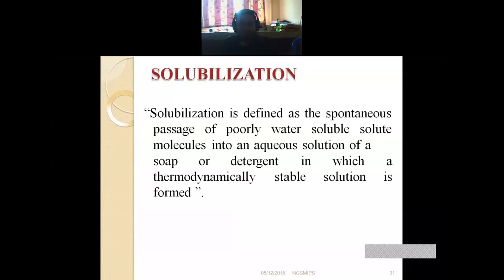So it is the process of spontaneous passage of purely water-soluble solid molecules in an aqueous solution, not a non-aqueous solution. It is only used in the aqueous solution of a soap or detergent in which a thermodynamically stable solution is found. So this is called solubilization.